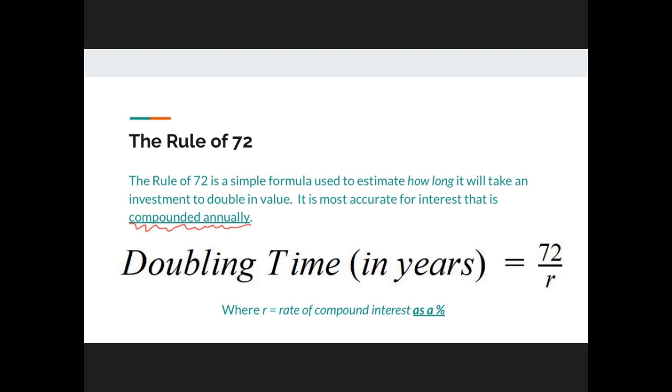So the amount of time that it will take something to double in years is simply equal to 72 over R, where R is the rate of compound interest. But unlike with the compound interest formula, this is as a percentage. So if it is 6%, R would be 6, not 0.06. So it's important that the interest rate for the rule of 72 is as a percentage.